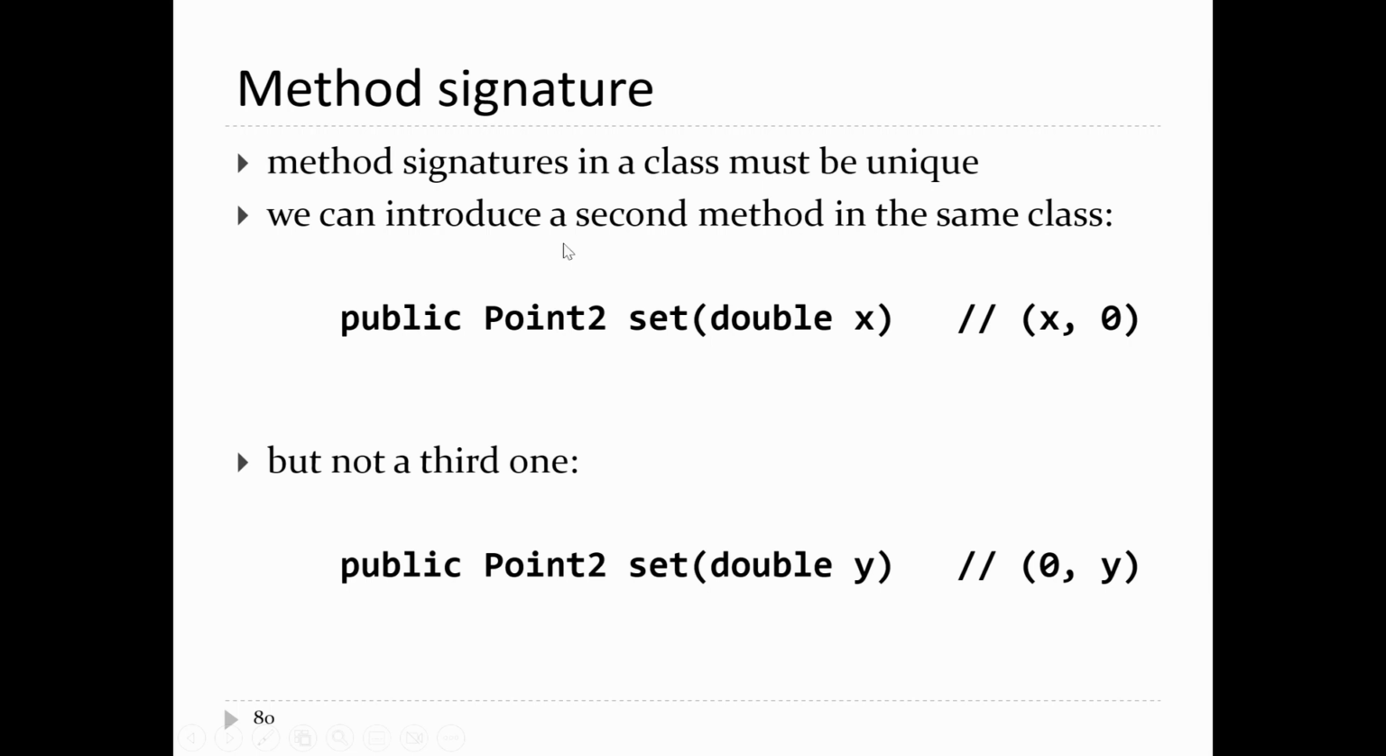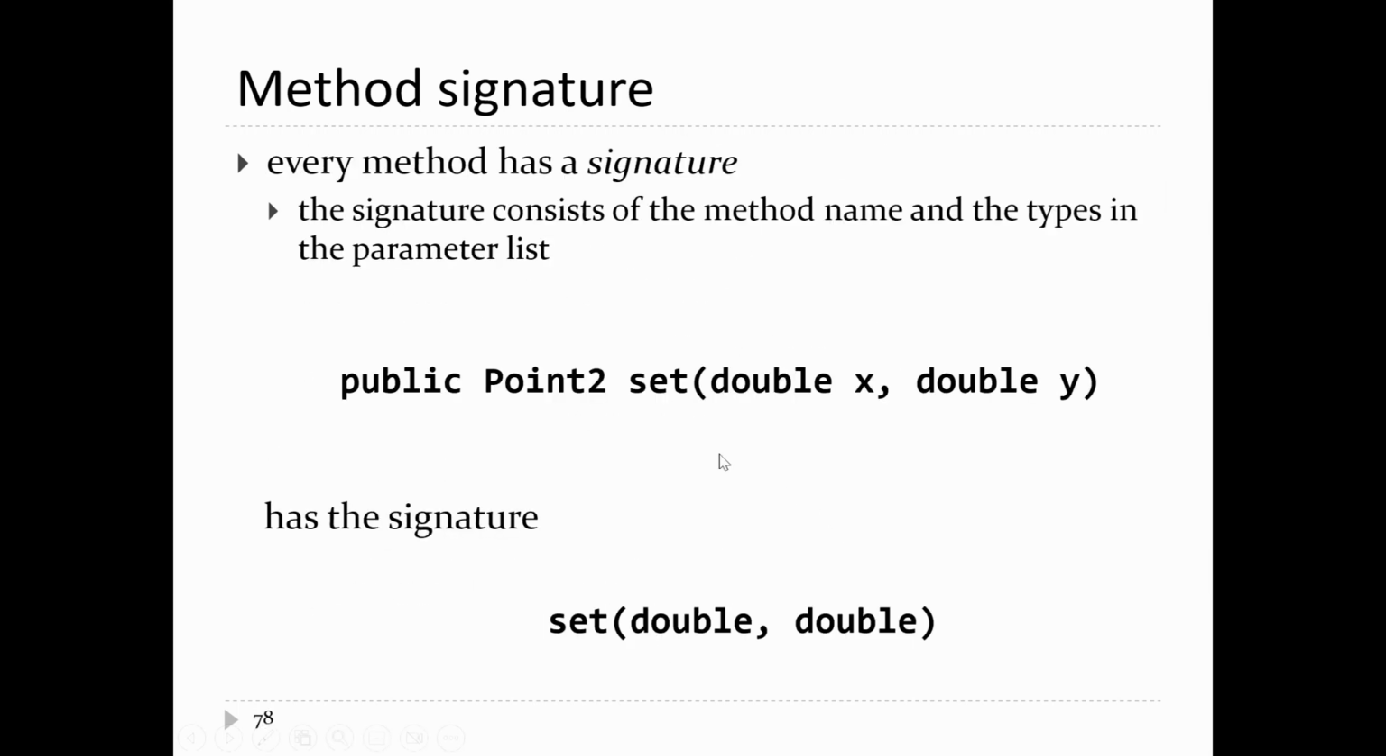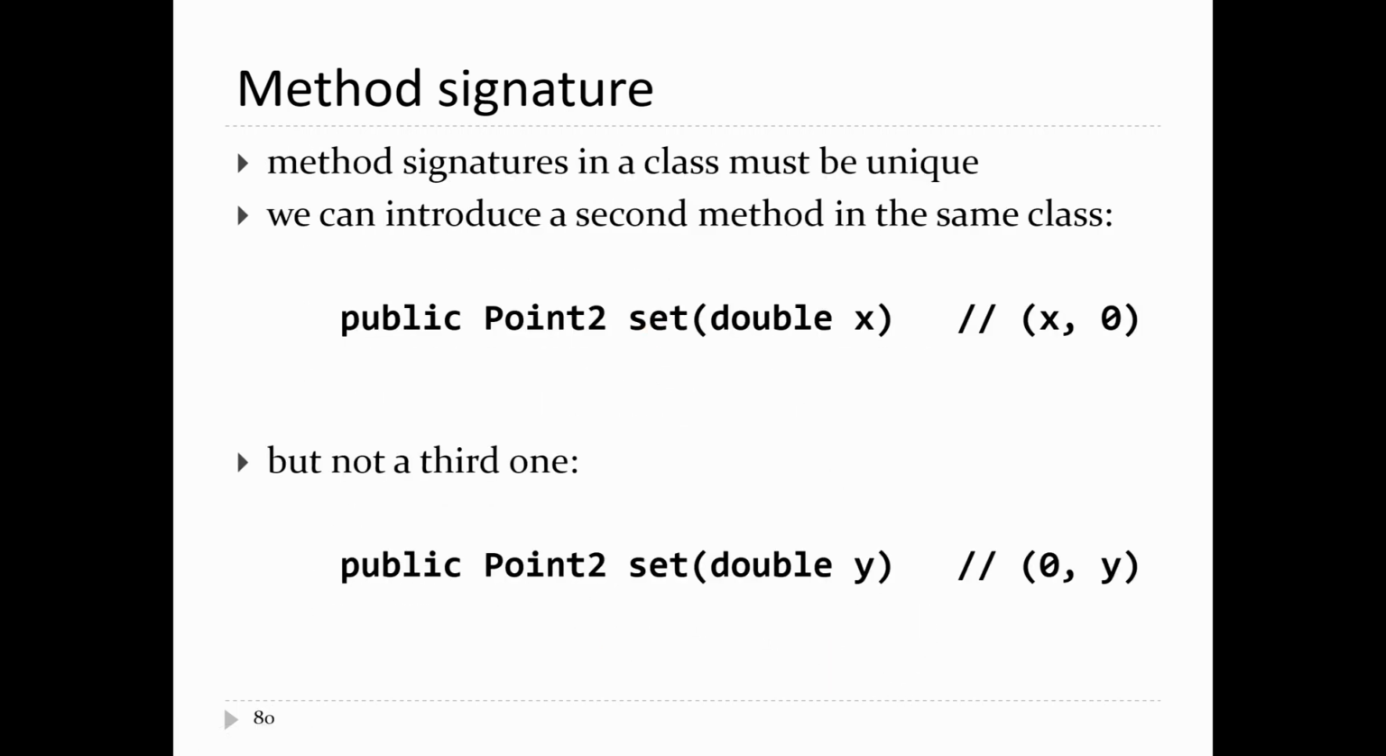Which means you're allowed to have 2 methods with the same name. Here's an example. I can have a method called set, and here we have one that's set(double, double). I'm allowed to add another method set that has a single parameter that's a double. That's fine. It has the same name as the previous method, but its parameter list is different, so its signature is different. What you can't do is add a third method with a signature that's the same as one of the other 2.